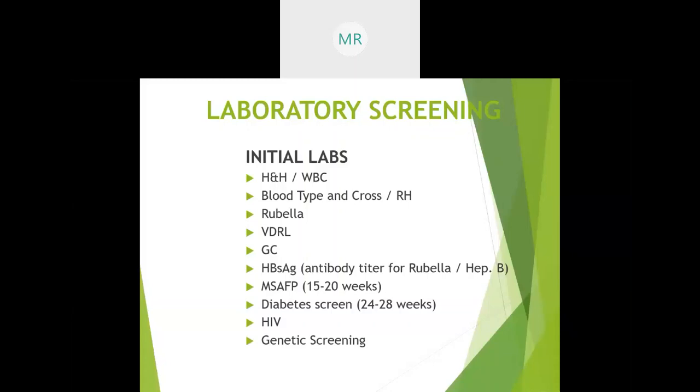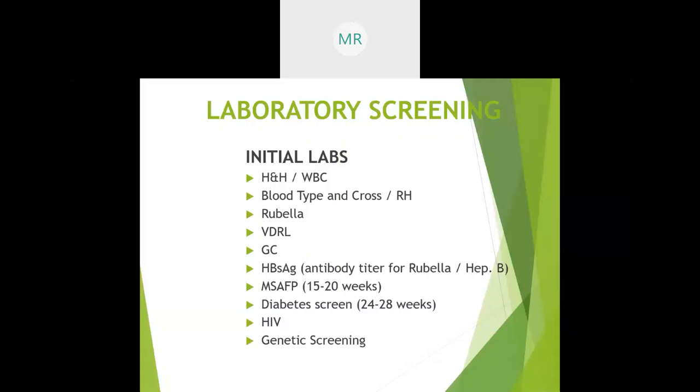VDRL is for syphilis. So these are her initial labs. We're going to get a titer for rubella. We're going to do VDRL for syphilis. We're going to do GC for gonorrhea and chlamydia. Both the VDRL and GC will be part of the pap smear that we do when she initially comes in for her prenatal visit. We're going to do a cytology, so pap smear and cytology. Gonorrhea and chlamydia, of course, are sexually transmitted diseases.